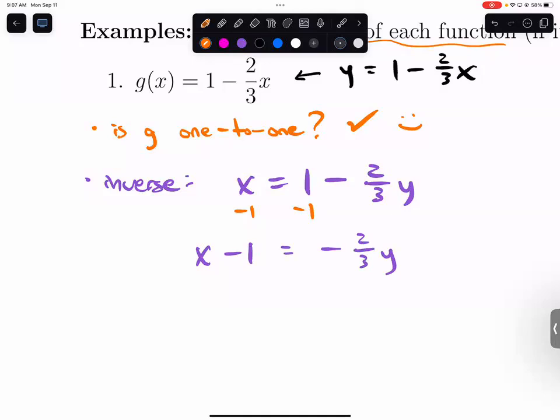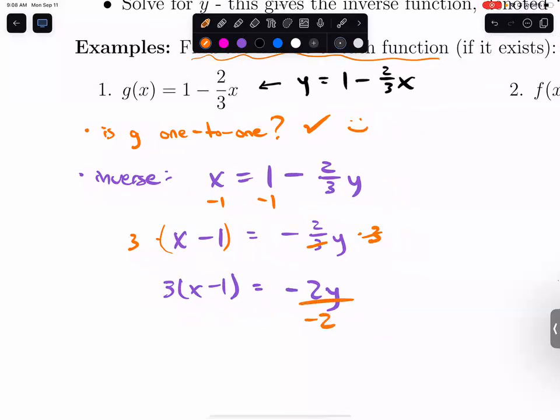We can divide by negative 2/3. Dividing by a fraction is the same thing as multiplying by its reciprocal. So you can multiply by negative 3/2. If you want to do it in 2 steps, you could multiply by 3. Any of these is fine. I'm just writing out the longer version to make sure we see where things are coming from.